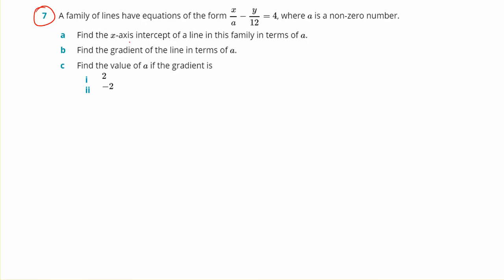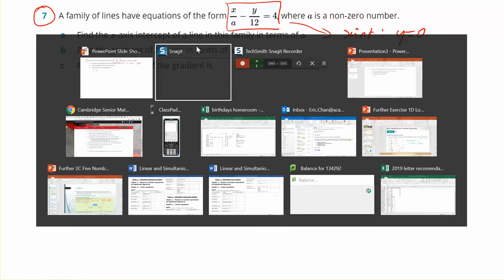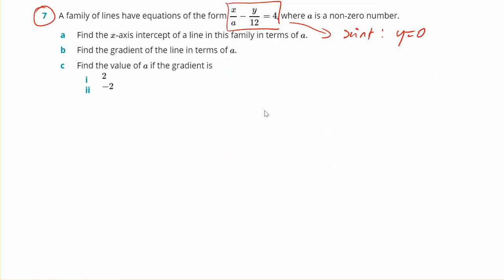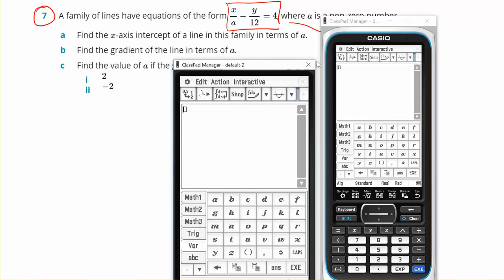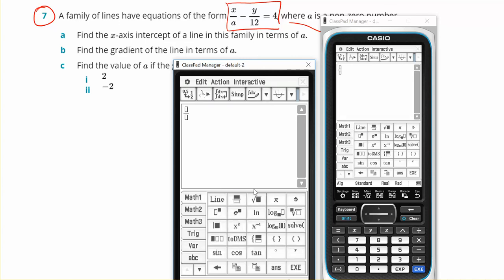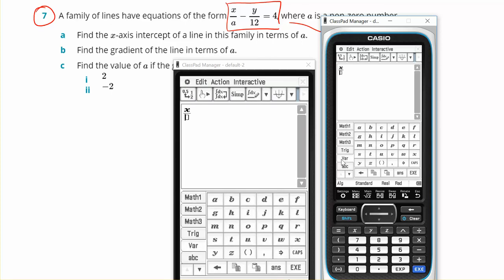So part A is find the x-intercept of the line in terms of a. You can see we've got an equation here. As we know, for the x-intercept, you sub in y equals 0 and you solve for x. So you just have to enter that whole equation on your calculator. Let's do it. I'm going to use the fraction button, x divided by a. You can use different variables if you want, but for convenience, I'll just stick with the variables that are in the question.